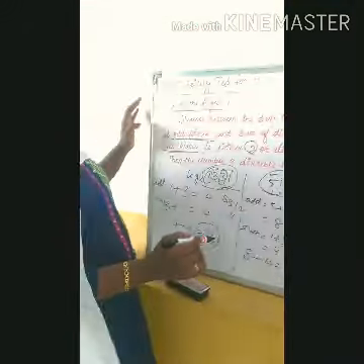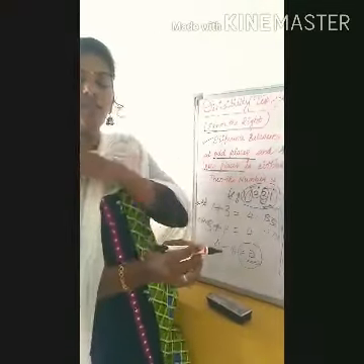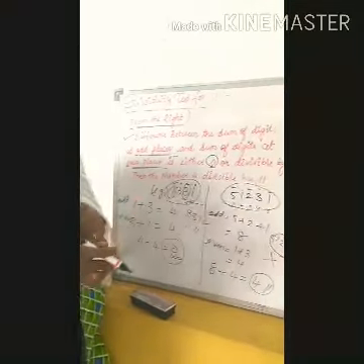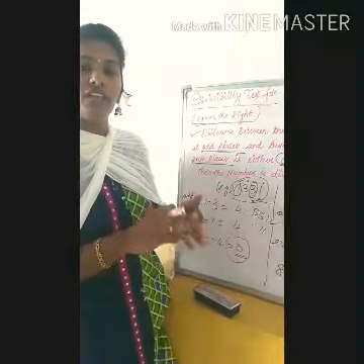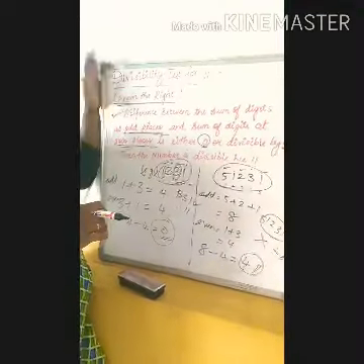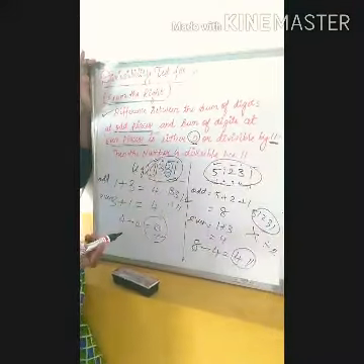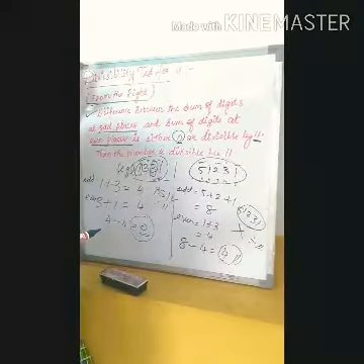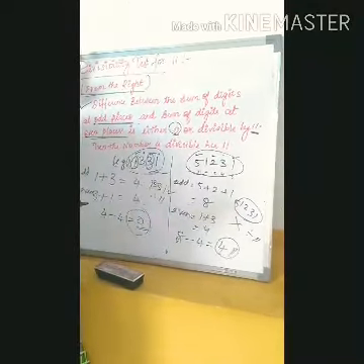Okay, understood children? I hope you have understood. So far we have seen today the divisibility tests for 6, 7, 8, 9 and 11. If you have any doubt, feel free to call me and clarify your doubt. Try to solve the problems in the worksheet given.